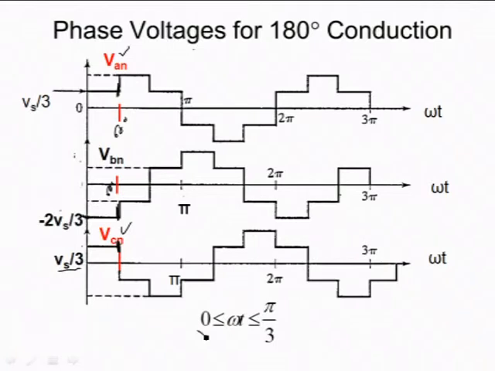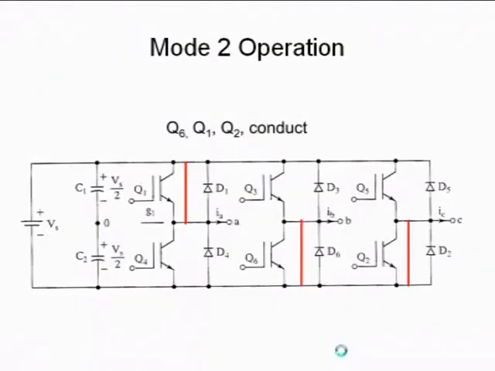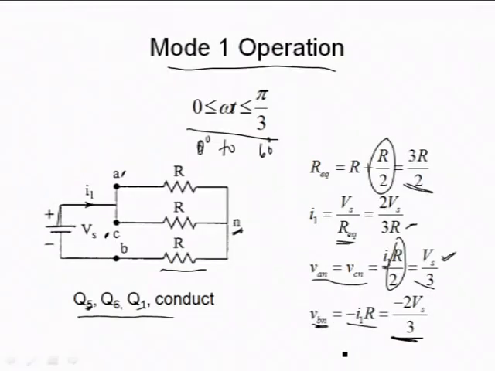Again, remember this duration is 0 degree to 60 degree. Which are the conducting devices here? Q6, Q5, Q1: 5, 6, 1. These are the transistors conducting during mode 1. In 5, 6, 1, VAN is equal to VCN, which is Vs by 3, and VBN is equal to minus 2 Vs by 3.